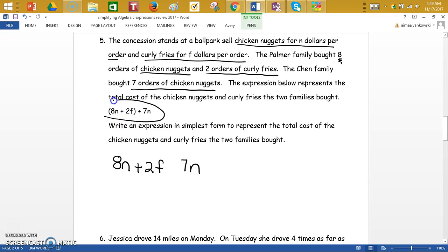They even give you the expression. You're just going to combine those. Write an expression in simplest form to represent the total cost of the chicken nuggets and curly fries. So in this problem, they actually give you the expression. They do put this in parentheses, but really, in front of that set of parentheses is just a 1, and if you distribute a 1 through, you can just clear out that parentheses. So really, you're just trying to combine like terms.